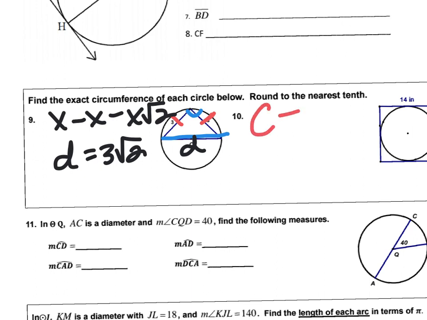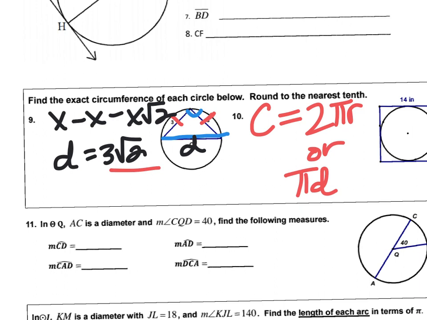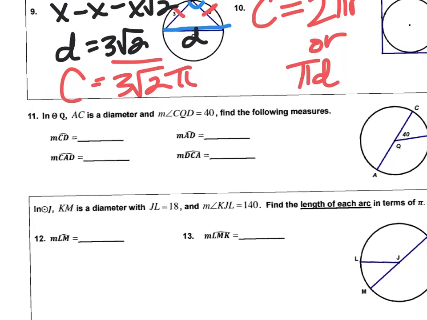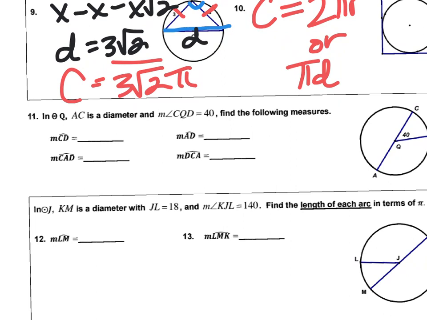Whenever I'm working circumference, I can do 2 pi radius, or I can do pi times the diameter. Since I already know the diameter is 3 root 2, my circumference is 3 root 2 pi. That's the exact answer. If I went to the nearest tenth, that's when I'd have to type it into the calculator. So you do need to remember your 45, 45, 90 relationships along with your 30, 60, 90. These are not really test-like problems; it's just that some of the skills are within the multi-step problems.